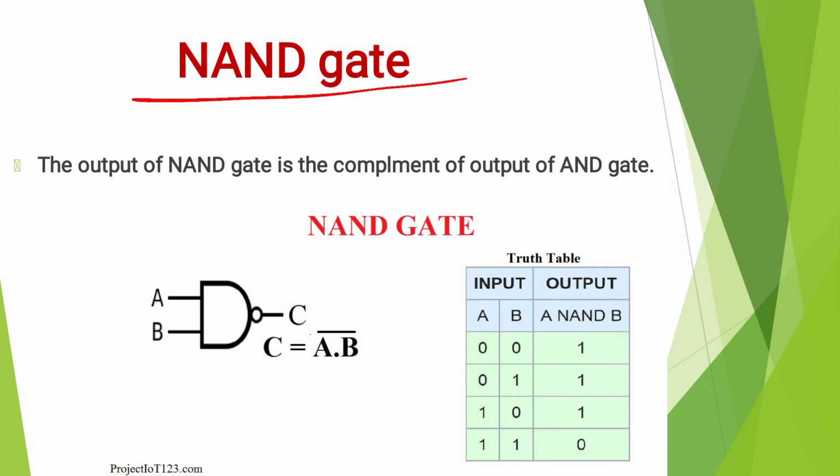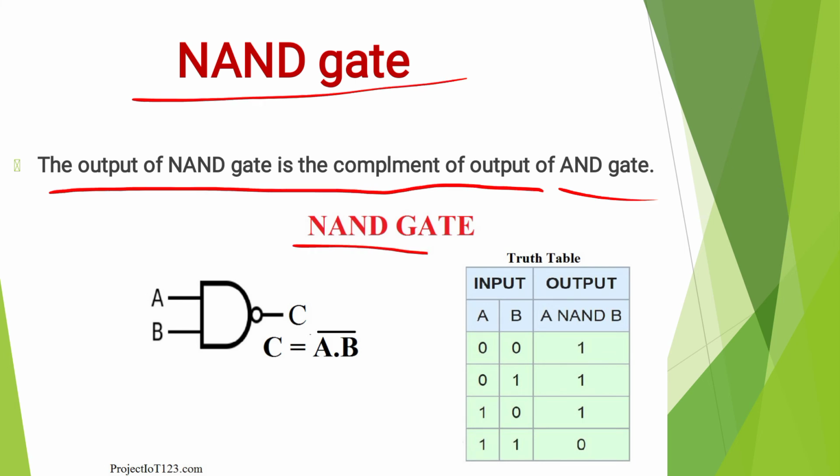Now let's see first what the AND gate is. As I already told you, whenever both inputs are ones, then only the output will become 1. If any one of the inputs is 0, then the output will become 0. That is the AND gate. Now let's see what the NAND gate is. The output of the NAND gate is the complement of the output of the AND gate. I already told you, if we complement the AND gate output, then we can get the NAND gate.